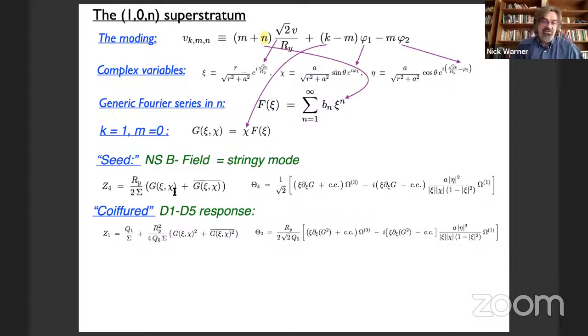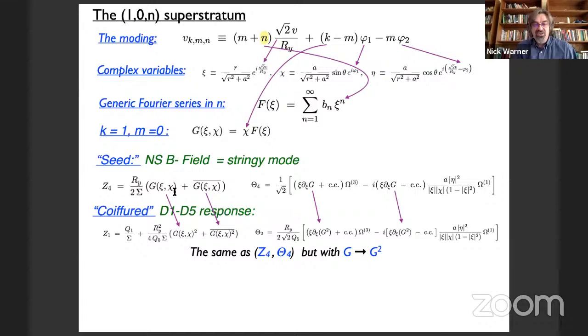Now, coiffuring. Remember, I said that Z1 and theta 2 are quadratically constrained in terms of Z1 theta 1. And in holomorphic language, it's incredibly simple. It's just the same expression where you replace the holomorphic function g by g squared, which says that basically this mode turns up in Z1 theta 2 as the square of this function. It's not always that simple, but it's pretty close. So in this 1, 0, n, I said it was going to be simple. It really is pretty simple. The coiffuring constraints tell you to take Z4 theta 4 and replace g by g squared, and you are done.